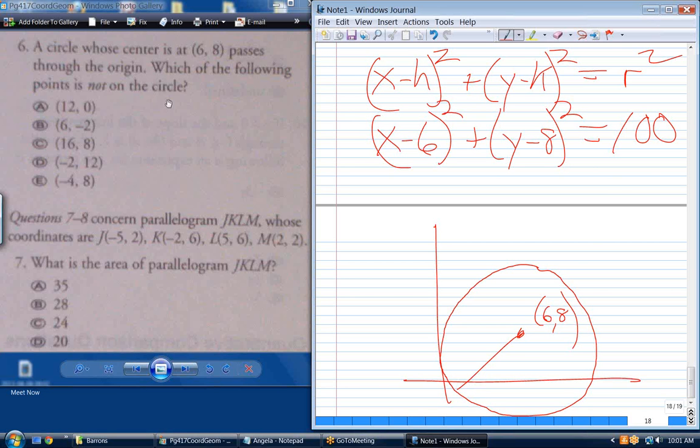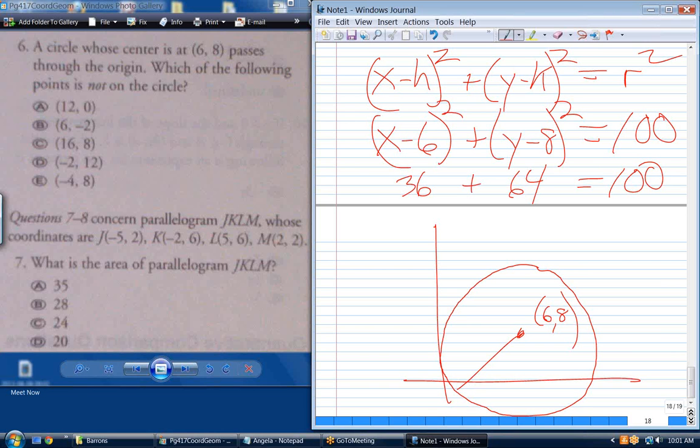Now, for a point to be on the circle circumference, it has to fit this equation. In other words, does 12 comma 0 fit this equation? Well, it does. 12 for x gives me 36 here, plus 0 for y gives me 64 there, and it does equal 100. So that's the mathematical way to do it. That's good to know. Yeah, it's definitely good to know.